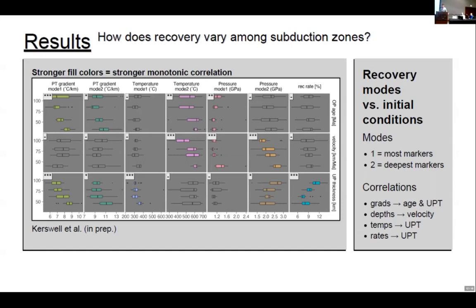And just to point out the important correlations that we find, that I mentioned at the beginning: the thermal gradients of the shear zone are strongly correlated with oceanic plate age and upper plate thickness, whereas the depth of recovery is more strongly correlated with convergence velocity.